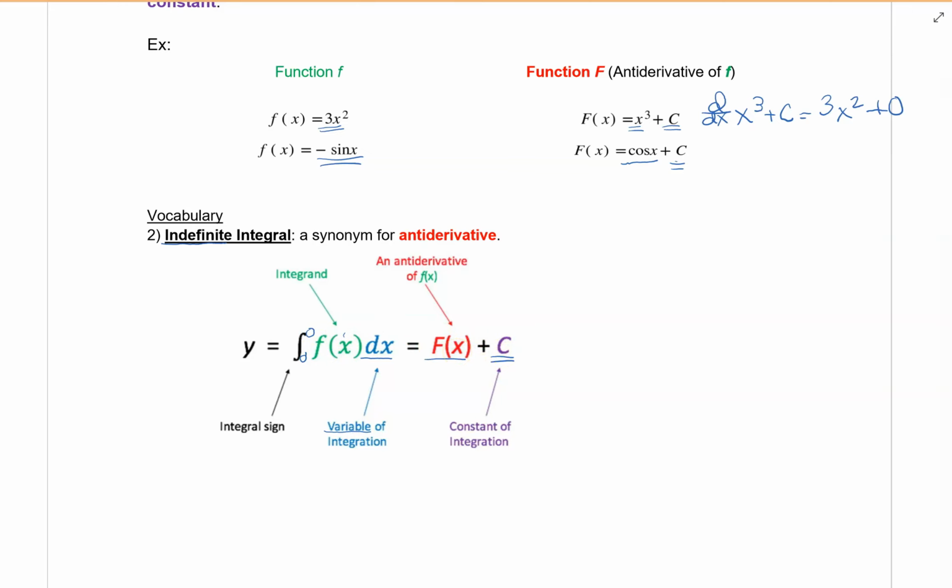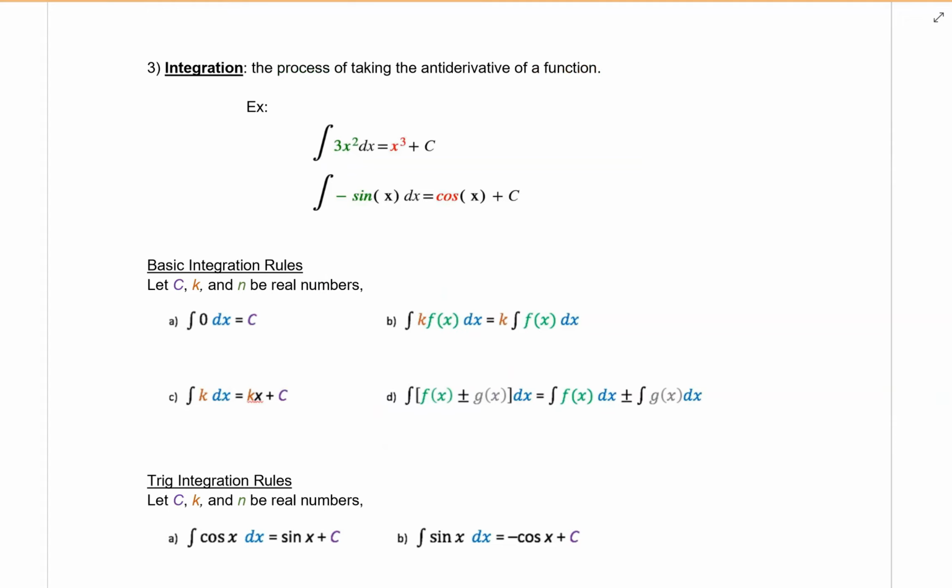So you have to just remember that there could have been a constant there and add it to your antiderivative function. So going back to our two functions that we've been working with, if I ask you to integrate, right? To integrate, or integration, is the process of taking the antiderivative or finding the antiderivative of a function. So this is saying find the integral of, or integrate 3x squared dx. And so what you do is you find the antiderivative. What function do I take the derivative of to get 3x squared, and add c?